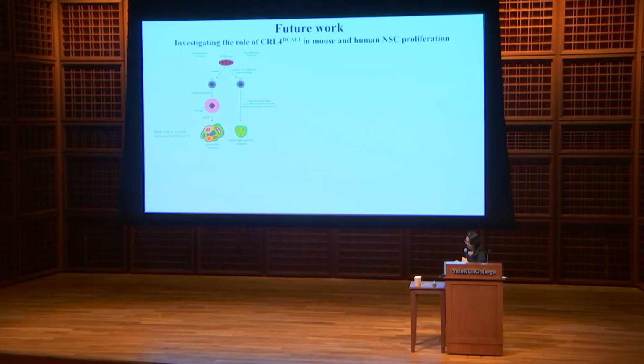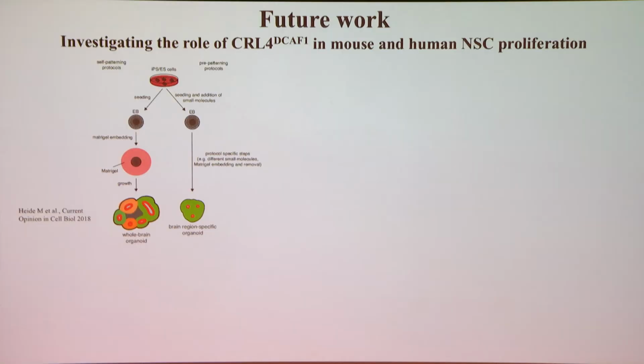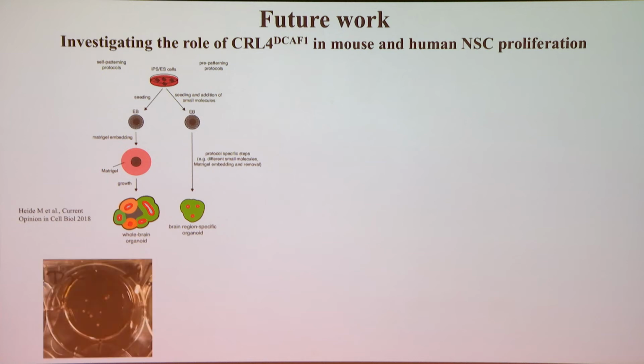So what is next? We'd like to take this further to the mammalian system, to look at the function of CRL4 E3 ligase in mouse and human neural stem cell proliferation. So we would like to generate a human cerebral organoid model to understand whether CRL4 E3 ligase is similarly important and has a role in neural stem cell proliferation in the mammalian system.